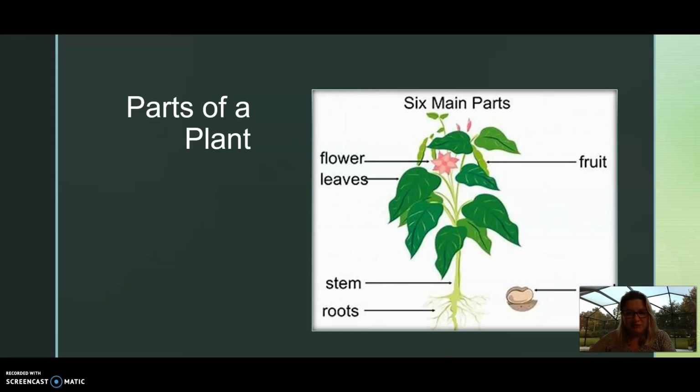So let's move on to the roots. The roots of the plant are usually underground. In this picture here, it looks like it might have been above ground, but they're actually below the soil in most cases. Roots soak up water, vitamins, and minerals from the soil so that a plant has plenty of food and nutrients. Roots also help anchor the plant in the soil so that it doesn't fall over.